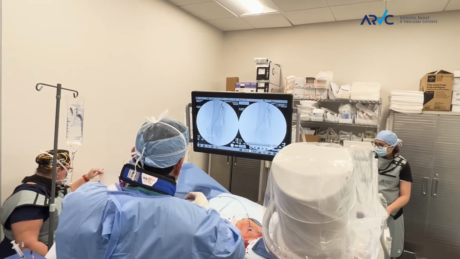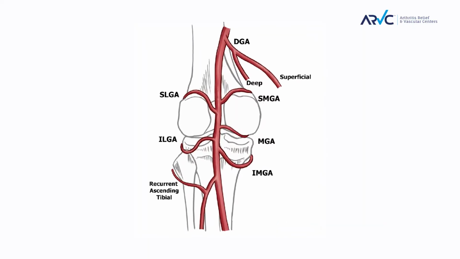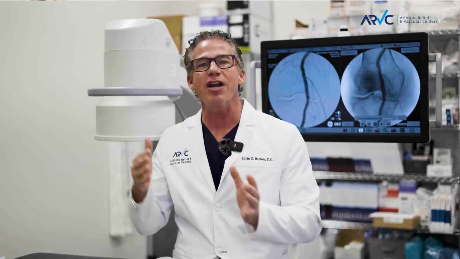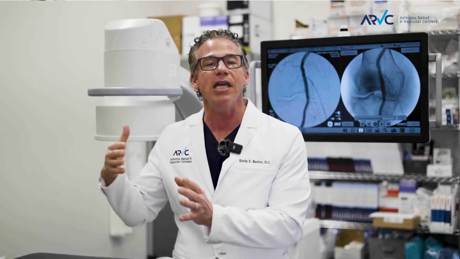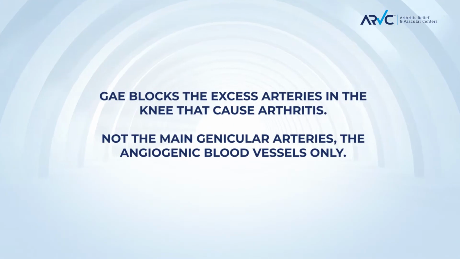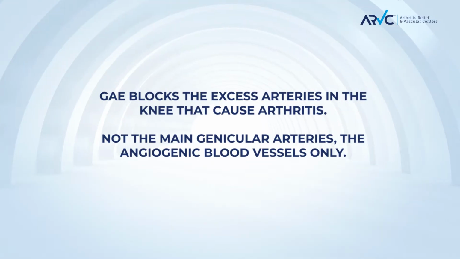All right, so let's talk about how this works. Under X-ray guidance, we are guiding a tiny catheter down the blood vessels of your leg into the arteries that supply the knee joint. There are 8 main arteries that supply your knee joint. These are called the genicular arteries. Hence the name, Genicular Artery Embolization, meaning we're blocking these arteries, we're blocking the blood flow. Not of the main arteries, but again, of the angiogenic blood vessels. We're going to talk about that and explain that in detail.